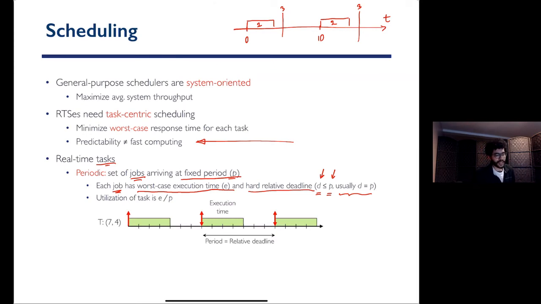So in this example, I said the deadline is 3, so the relative deadline is 3. Had I not said that, you should have assumed that the deadline is this 10. So I have to be done with this task 10 seconds after its arrival.